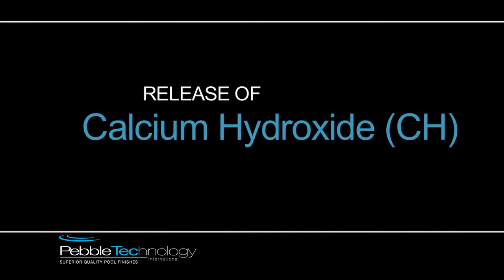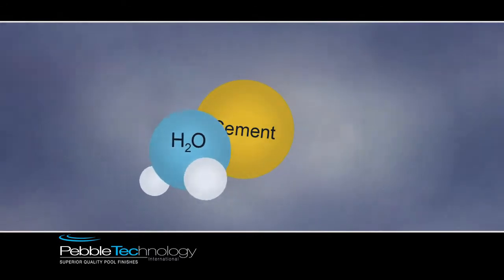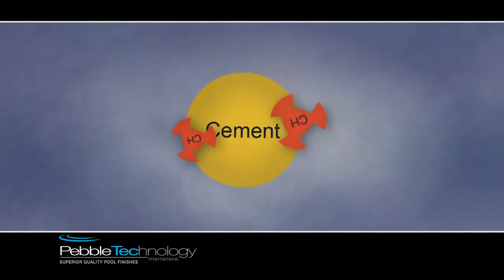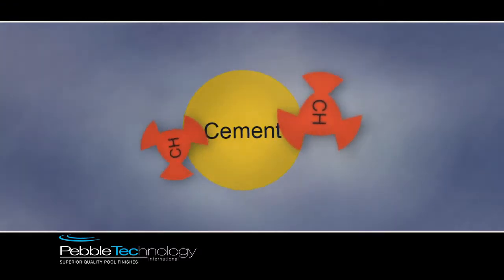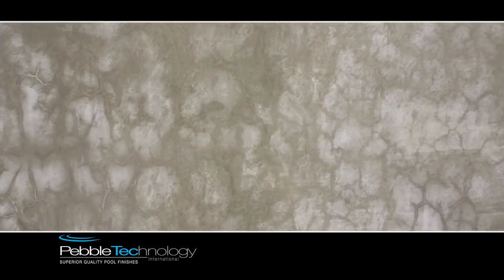Release of calcium hydroxide, CH. As water is mixed with cement, a natural occurrence takes place. There is a release of calcium hydroxide molecules. This is commonly referred to as plaster dust or efflorescence. Not related to the pool business, you might have noticed this formation on brick planter walls or concrete surfaces where there is a white chalky substance. This is the formation of calcium hydroxide as the cement is hydrating.